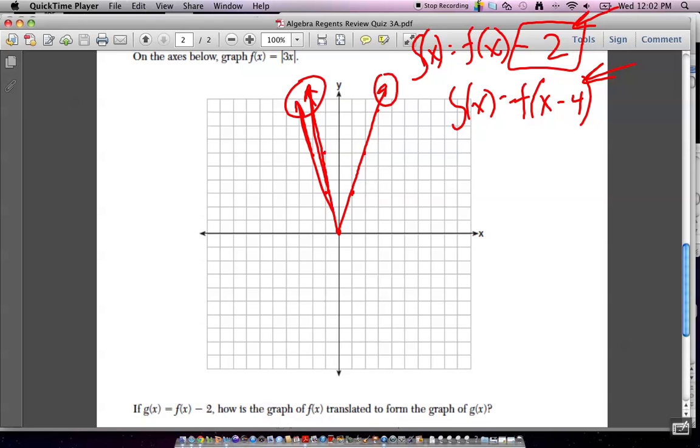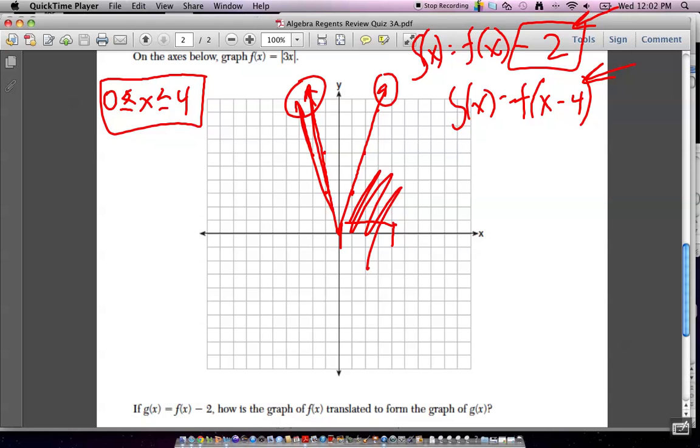If they ever give you a domain from, say, 0 to x to 4, that means I only look at the graph where x goes from 0 to 4. Whatever graph is in here, I'm going to look at. I'm not going to look at the rest of the graph. I just want to see 0 to 4. The problem here is they didn't give you a domain, which means they want to see the graph forever. If they want to see the graph forever, what do you expect to have on the ends of the graph? Arrows. So they would take off a point for not having arrows.